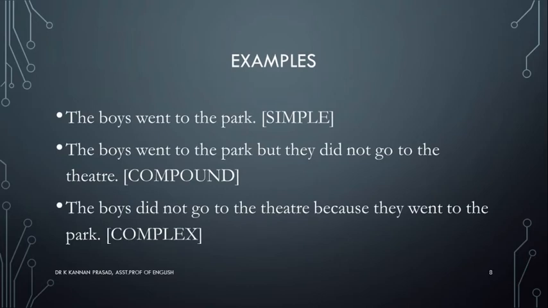Look at these examples. The boys went to the park. The boys went to the park, but they did not go to the theater. The boys did not go to the theater because they went to the park. You could observe in the above examples how a particular sentence or clause can be converted into a compound or a complex sentence by adding conjunction. Now, let us try to define a simple, compound, and complex sentence using the same examples given above.